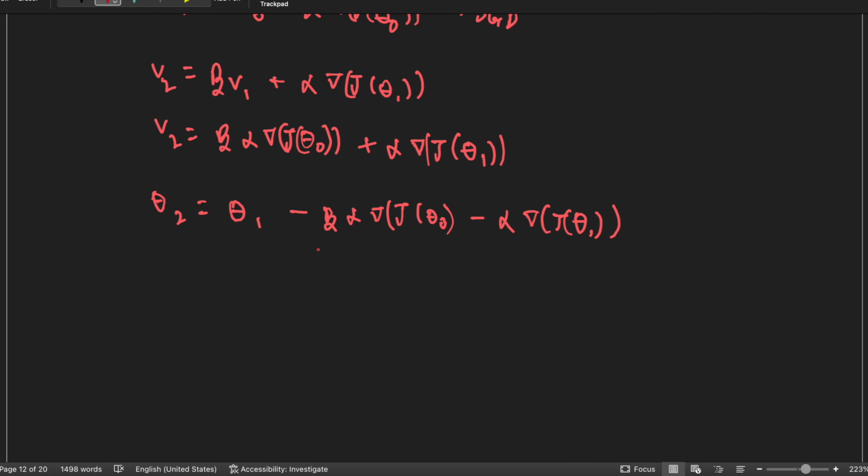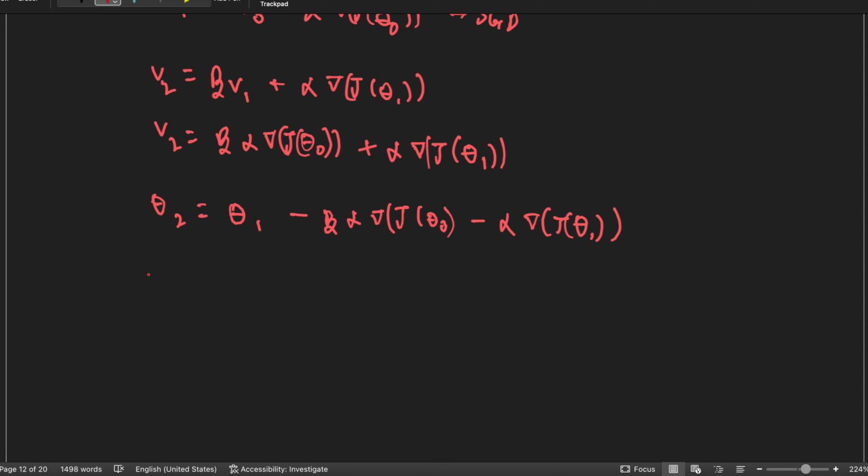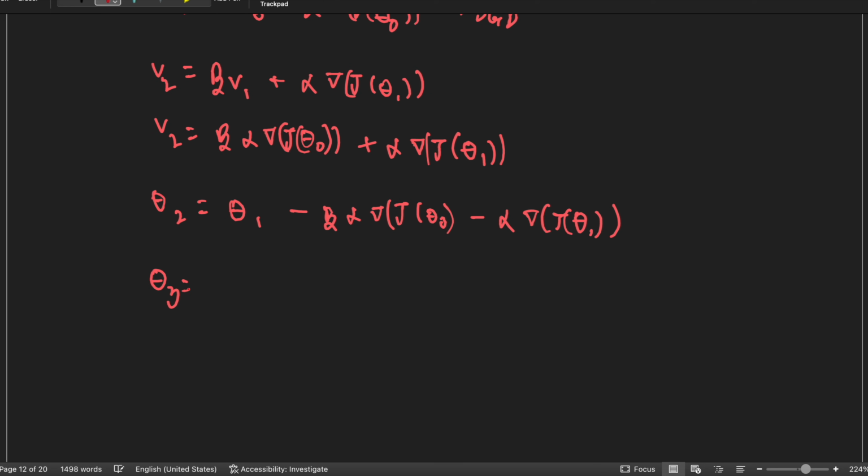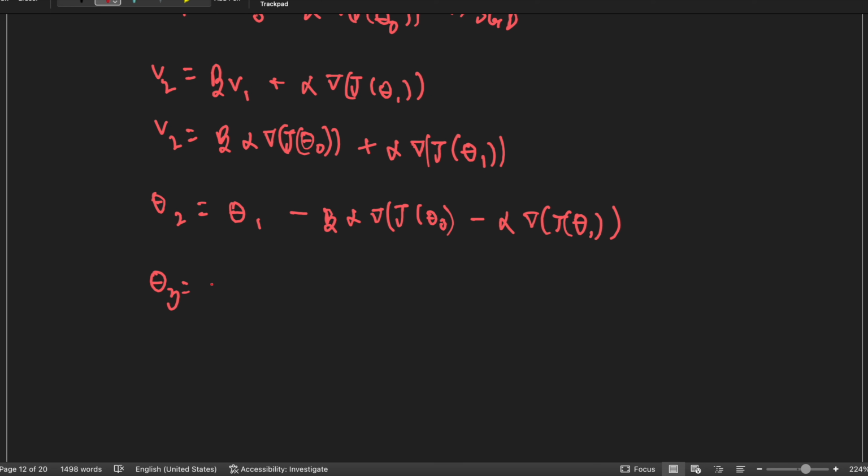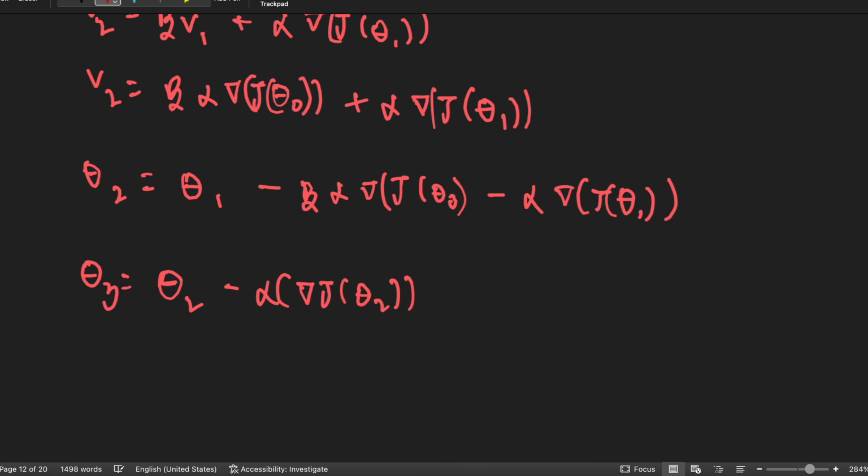So again, if we try to calculate theta 3, I'm just directly writing it: theta 3 is equal to theta 2 minus alpha times the gradient at theta 2, and then basically minus beta.